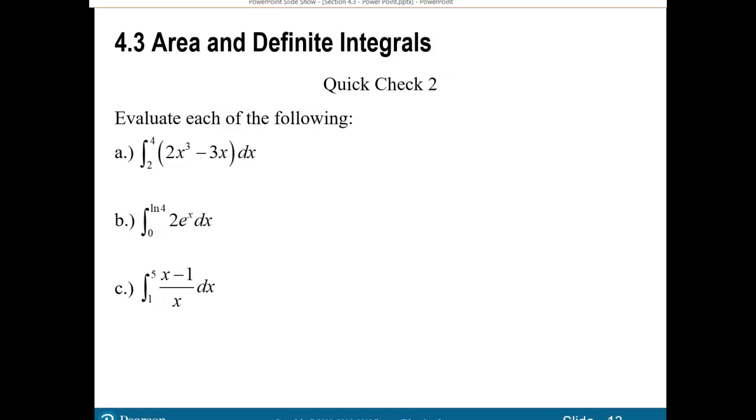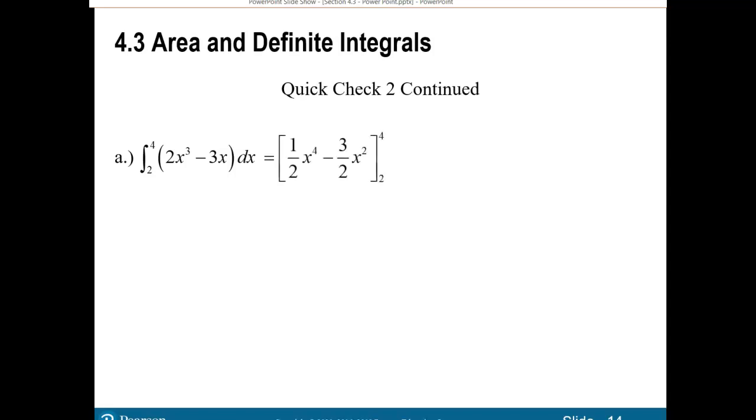All right, so A, the integral from 2 to 4 of 2x cubed minus 3x dx. Step 1, the antiderivative would be x to the 4th divided by 4, so that 2/4 is where they're getting the 1/2. And then minus 3 would stay, x squared over 2. So minus 3/2 x squared. That's my antiderivative from 2 to 4.